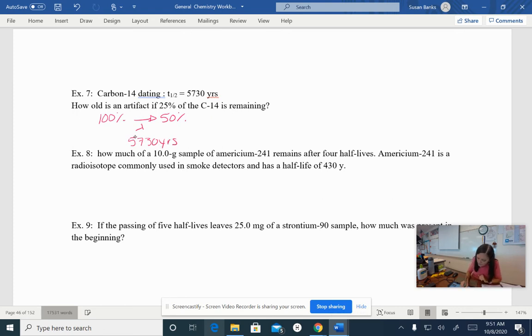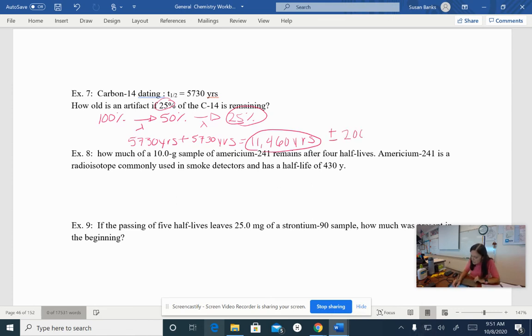But I don't want 50%, I want 25%. So let's go through another half-life, another 5,730 years. Half of 50 is 25%. Let's add these two up: 5,730 years plus 5,730 years gives me 11,460 years. So I know that artifact is about 11,000 years old, plus or minus about 200 years. That's the error window there.